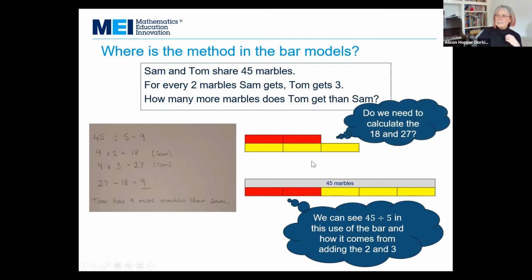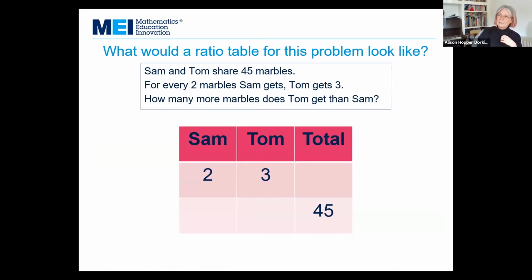If we're using these bar models and we're thinking about this part to part, do we actually have to calculate the 18 and the 27? Because when we were using the counters, the 18 and the 27 were never sort of enumerated, were they? It was that difference of 9 that was there all the time. So I think that's an interesting one to think about as well. We don't always need to get there.